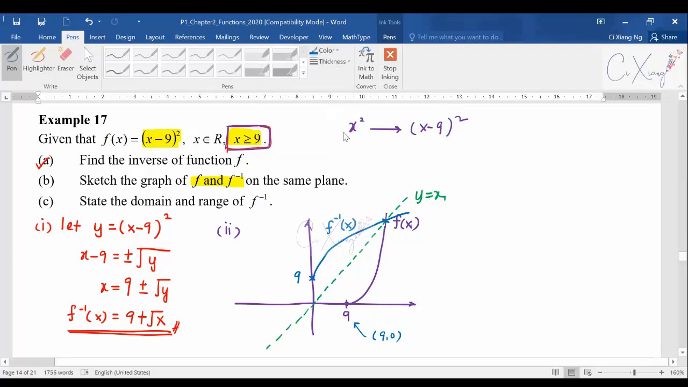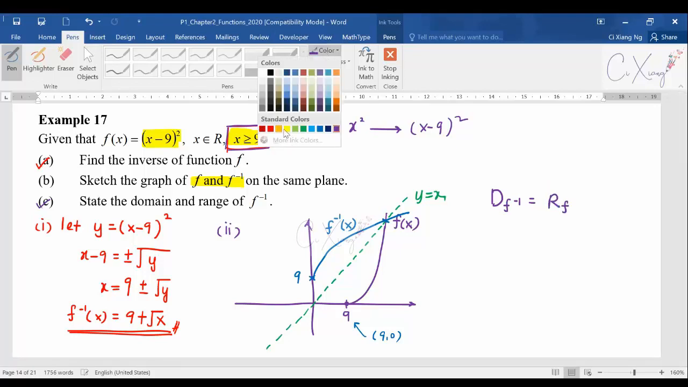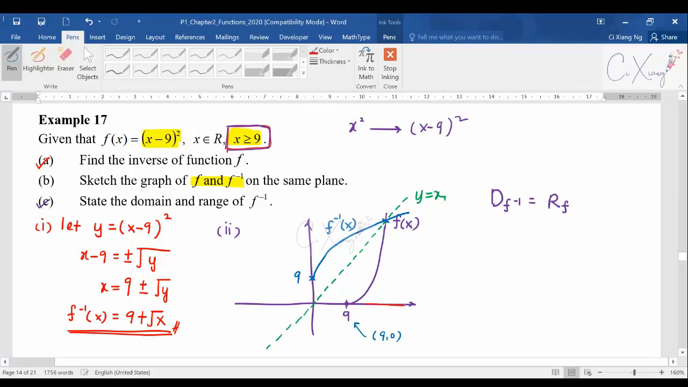Okay, then now we continue to part number 3. They want you to state the domain and also the range for f inverse. So the domain of f inverse will be equals to the range of f. If you look at the graph, what is your range of f? The smallest value here is 0. Your graph will keep on going up for the original function, right?